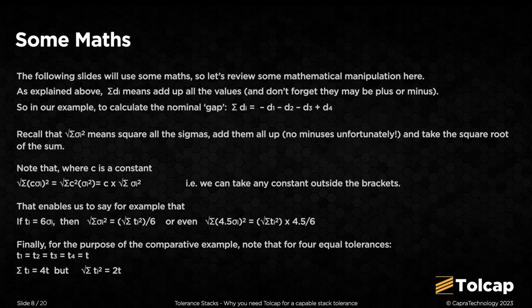And finally, for the purpose of the comparative example, note that for 4 equal tolerances, T1 equals T2 equals T3 equals T4 equals T, if you add them up, sigma Ti is 4T, but if you root sum the squares, then you get just 2T.